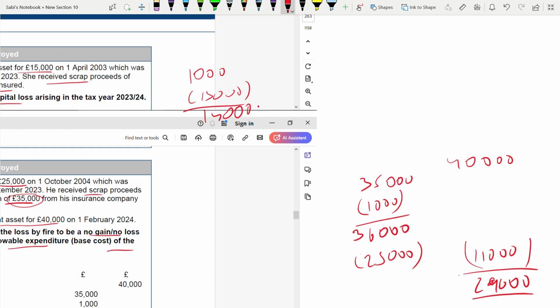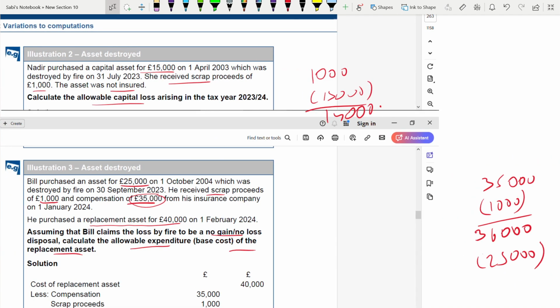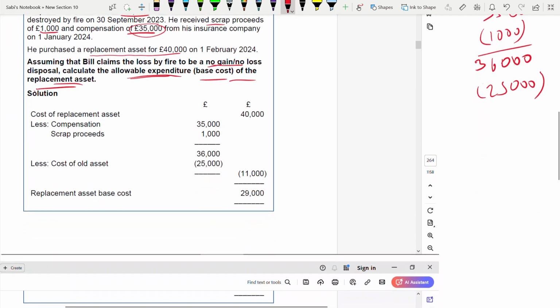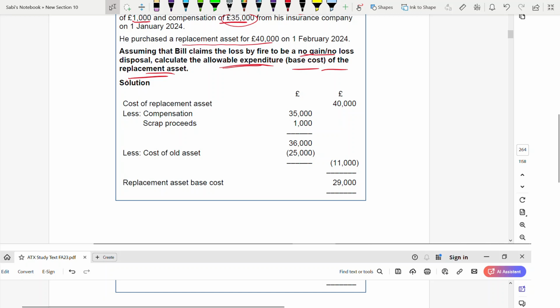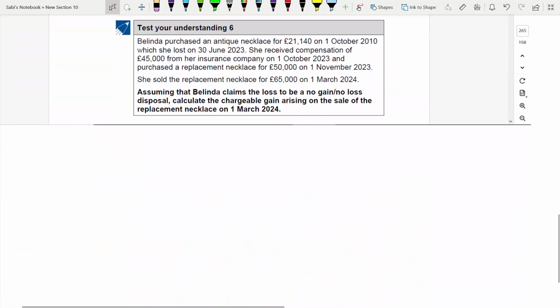Okay. Because the question asked you to calculate the allowable expenditure, the base cost of the replacement asset. They didn't ask you gain or loss. Anyway, it's no gain, no loss. Question tells you that. Okay. So as you can see here, this is the answer. Now coming to test your understanding 6.